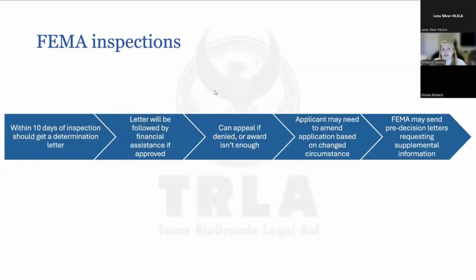And then generally, this is kind of a timeline of what this will look like. So within 10 days, a survivor should get a determination letter from their inspection. As I mentioned, in larger scale disasters, it can take 90 days. The letter will be followed by a financial assistance if approved, or an opportunity to appeal that decision if they are denied, or if the financial assistance amount is not enough. The applicant may need to amend their application based on changed circumstances, and then FEMA might send pre-decision letters to request supplemental information from your client. Next slide.